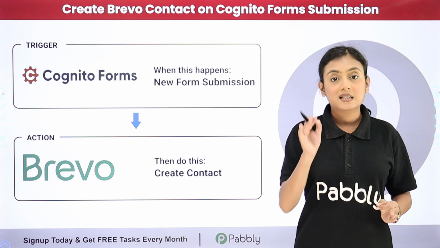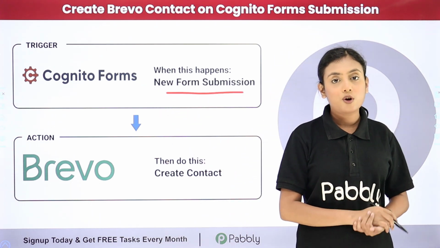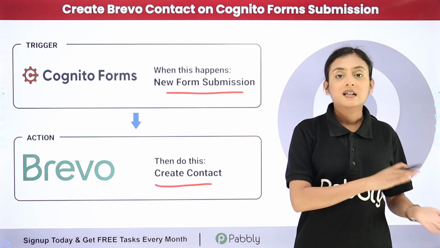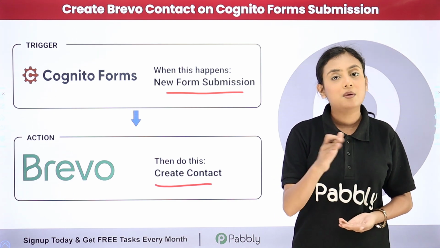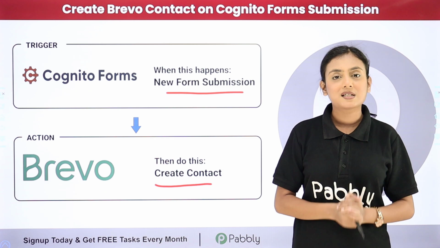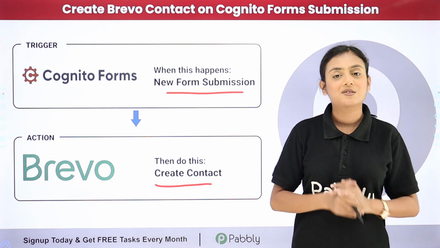Here what I want is that as soon as a new form submission is done using Cognito Forms, I want to add that lead as a contact in my Brevo account. Now creating these contacts manually can be very time consuming. So what I've done is I've simply automated this entire process with the help of Pabbly Connect, which is an amazing automation and integration software.